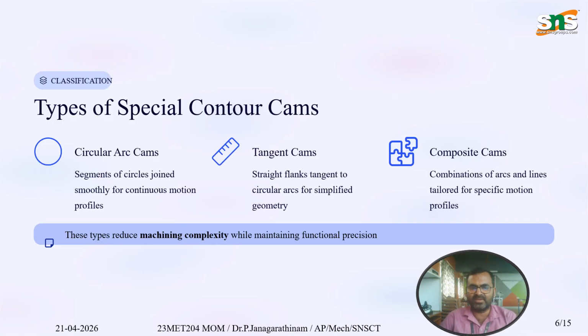These are some of the types of special contour cams: circular arc cams, tangent cams, and composite cams. Circular arc cams give smooth, continuous motion, and tangent cams have straight flanks tangent to the circular arcs. Composite cams are combinations of both arcs and lines, so specific motion profiles can be obtained. These types reduce machining complexity while maintaining functional precision in the contour machining process.